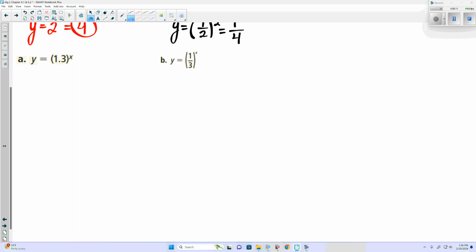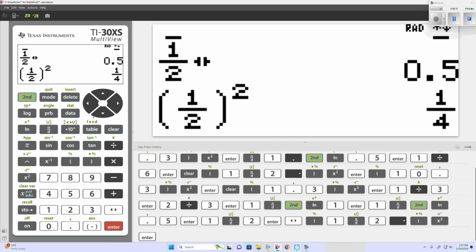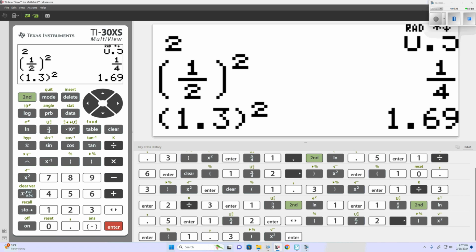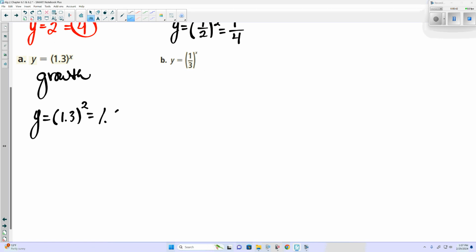Our next one, y equals 1.3 to the x. The base is 1.3. Is that greater than 1? Since it's greater than 1, it is growth. Now we want to evaluate 1.3 to the x when x is 2. 1.3 squared is 1.69. That's it. Any questions on a?